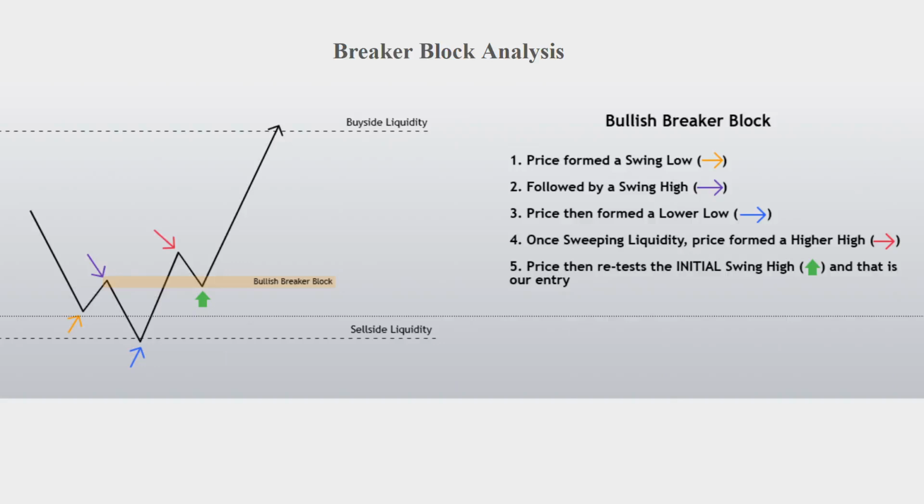So you can see where the orange arrow is, price formed a swing low. This is for longs now. I'm showing you the other way around. Price formed a swing low. The purple arrow, price formed a swing high. And then it formed a lower low at the blue arrow. So you got a low, a high, and a lower low. Once it swept liquidity, price formed a higher high, breaking through that initial high. Then it retests that initial swing high, and that is our entry, targeting opposing liquidity and imbalances.